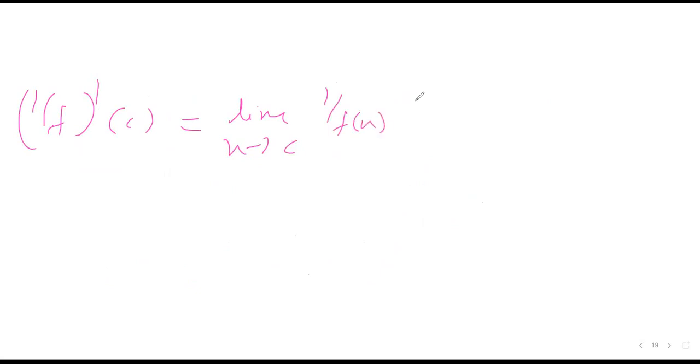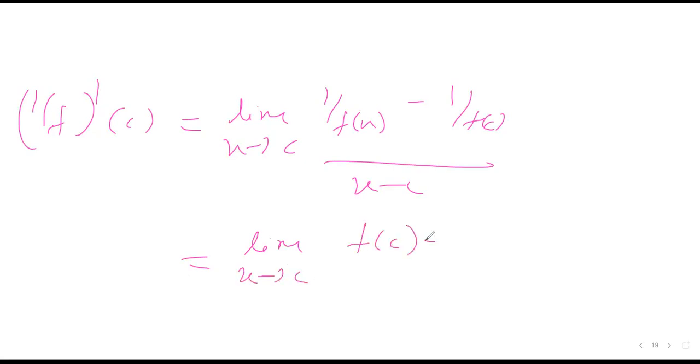Now, the derivative of 1 by f at c is equal to limit x tends to c of (1 by fx minus 1 by fc) by (x minus c), which is equal to limit x tends to c of (fc minus fx) by (x minus c) into 1 by (fx into fc).